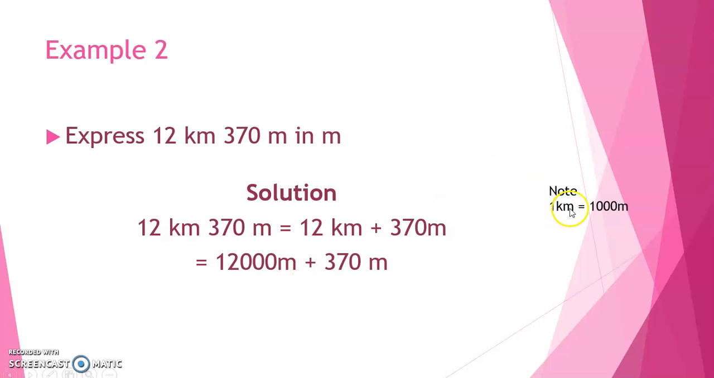While 1 kilometer is 1,000 meters, 12 kilometers will be what? 12,000 meters. And this is plus 370 meters. This gives us 12,370 meters. Hope you get the picture.